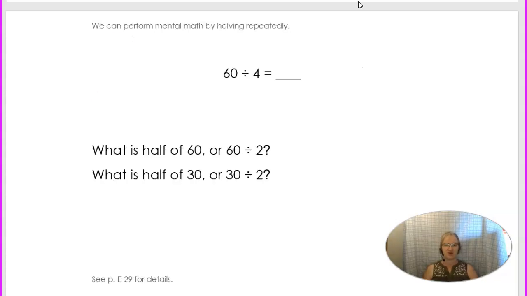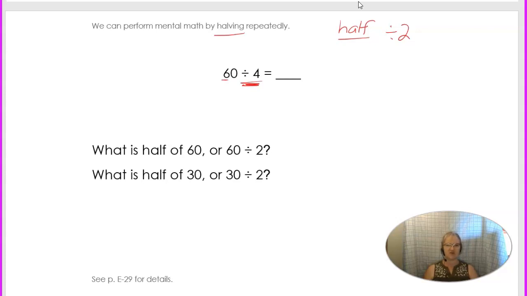Now, here's another way that we can do mental math. We can perform mental math by halving repeatedly. Remember, if we half something, then we're dividing it by 2. So this works when we have questions that we're dividing by 4. So if we take 60 divided by 4, we think, oh, well, this isn't going to work because 6 divided by 4, we can't do that.